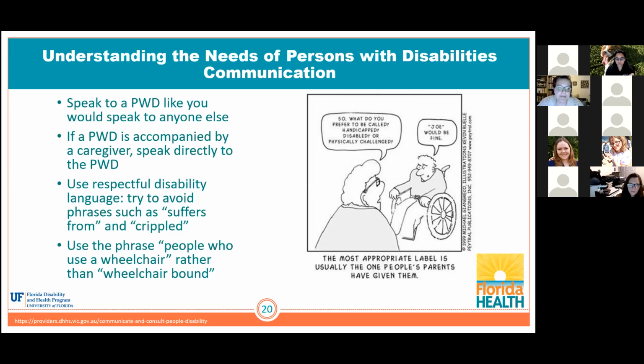You also want to use respectful disability language. Avoid phrases that are kind of outmoded, such as suffers from or crippled. We'll talk a little bit more about that on the next couple of slides. So, learning respectful disability language is important. Because can you imagine living your entire life having to explain to people why, if you've got a cognitive or intellectual disability, being referred to as a retard or as retarded is offensive? I mean, that's a really obvious example, but think about how offensive that is.